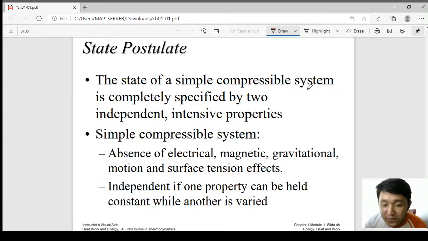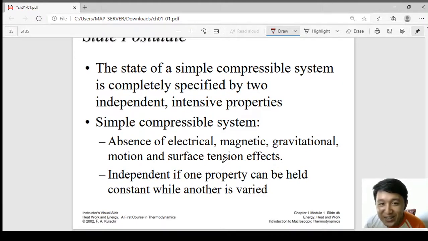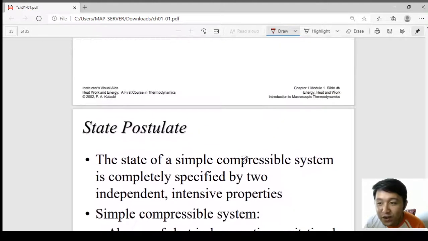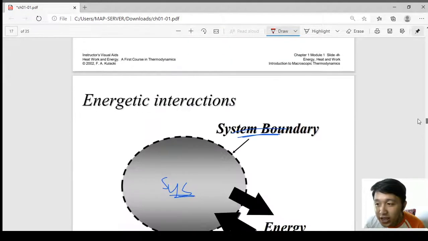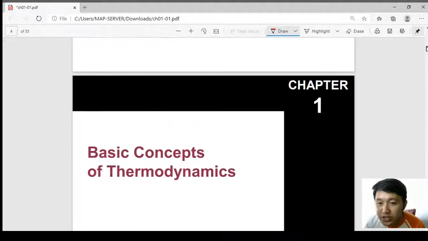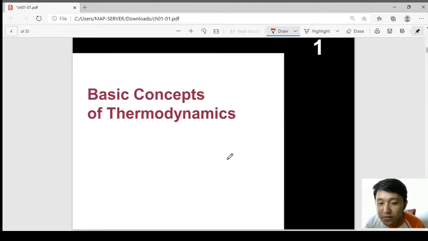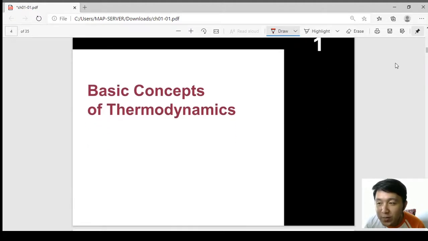So that is it, guys, the lesson of Sir for the first topic, basic definitions, concepts, and principles of thermodynamics. If you have questions, you can ask. You can speak up now.